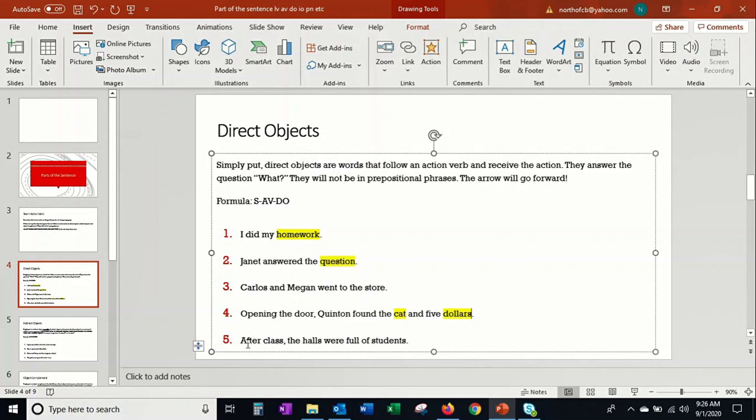Same thing down here. Look at number 5. After class, the halls were full of students. Verb, were. But were is not an action verb. So you can just stop right there. If there's no action verb, there can be no direct object. This is a linking verb. Is, are, was, were, will be. They're linking verbs almost 99% of the time. So you can just stop there. This can't be a direct object situation.